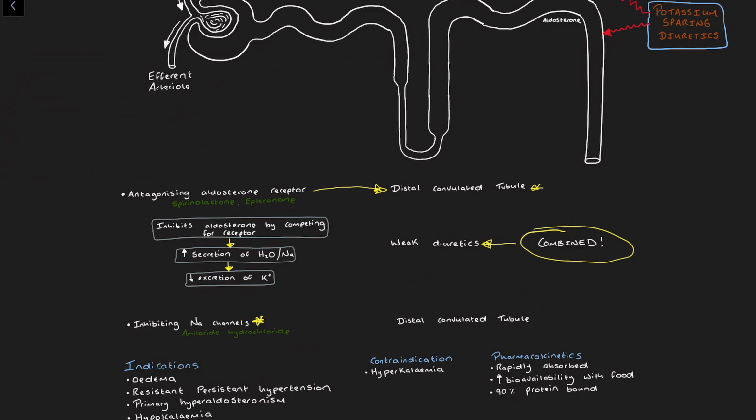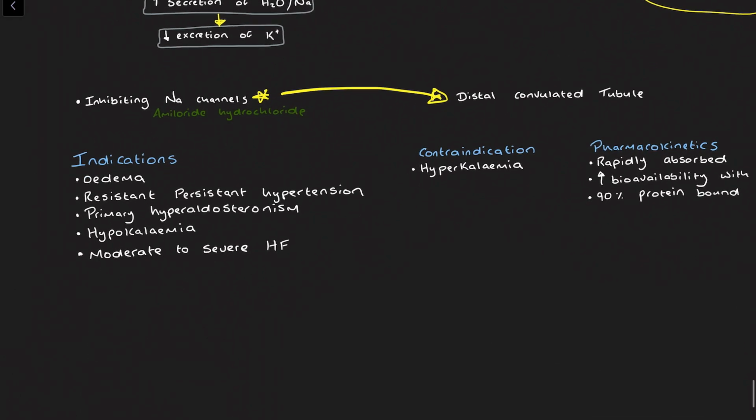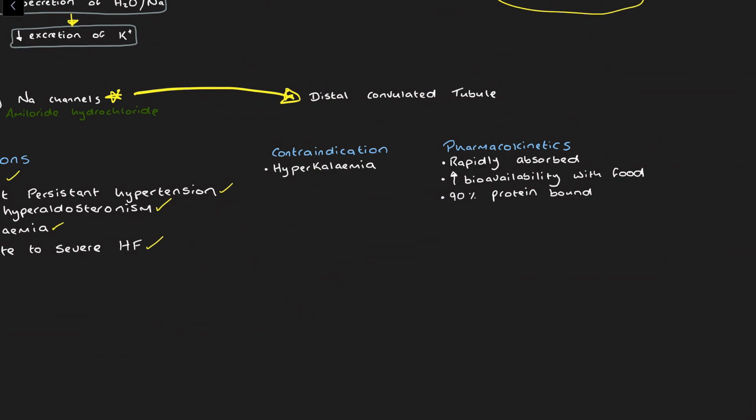aldosterone's protein mediator. Some of the indications include edema, resistant persistent hypertension, primary hyperaldosteronism in Conn syndrome, hypokalemia, moderate to severe heart failure in low doses, and secondary hyperaldosteronism caused by hepatic cirrhosis. Contraindications include hyperkalemia, so you need to monitor potassium levels in severe heart failure.